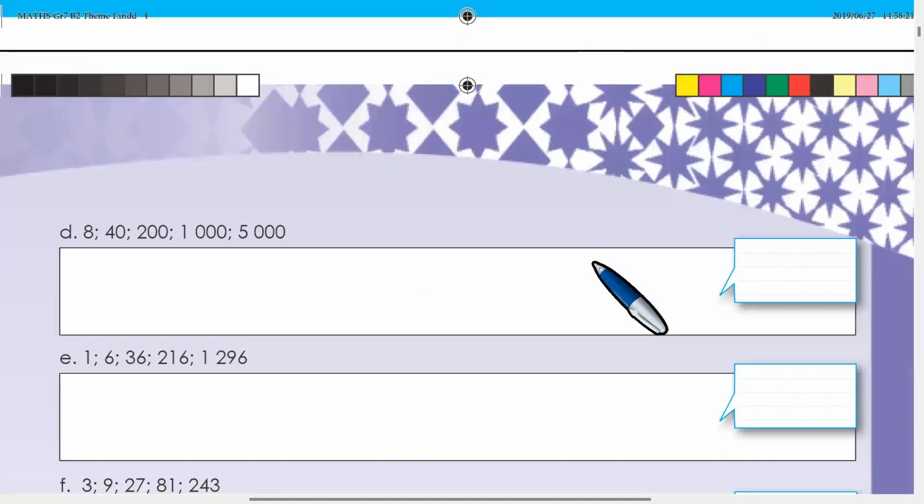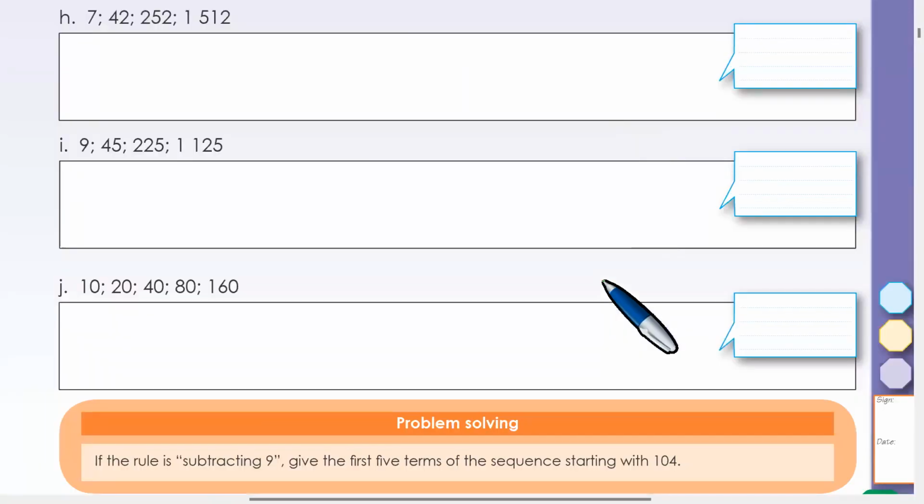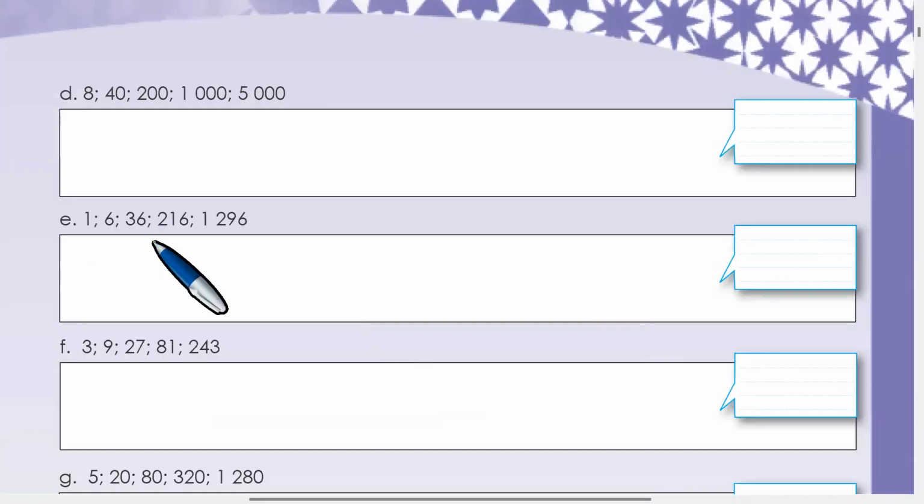Okay, these are way too easy. Let's just do D. And then I'm going to give you homework on the others, and then we move on to the next section. What do you think is happening in D? So I'm multiplying by 6. Okay, you can multiply by 5.